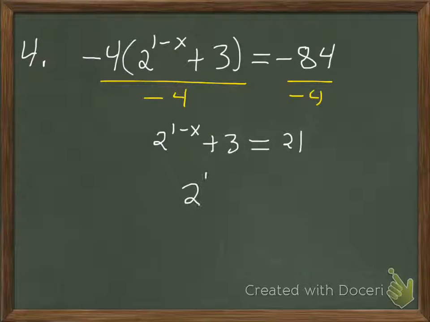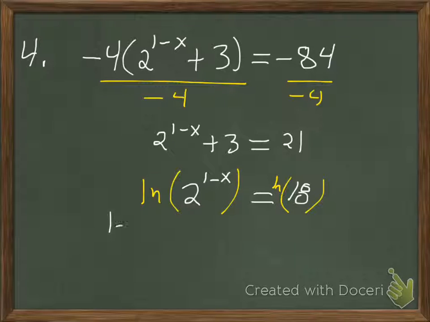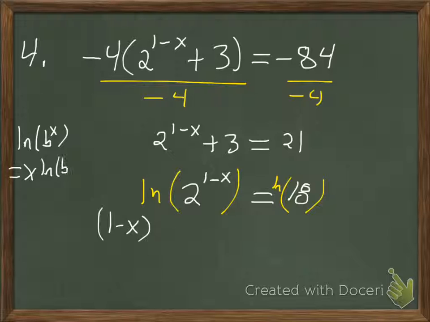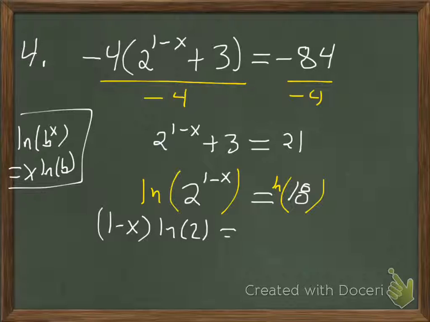Next, we'll subtract 3 from both sides. 2 to the 1 minus x is equal to 18. Because we do not have the same base, we're going to go ahead and take the natural log of both sides. And this time, the ln doesn't cancel out with the 2 because they're not the same base. So you have 1 minus x, and we're going to mention the power rule. ln of b to the x is x times ln of b. Bring down that exponent. So 1 minus x times ln of 2 equals ln of 18.